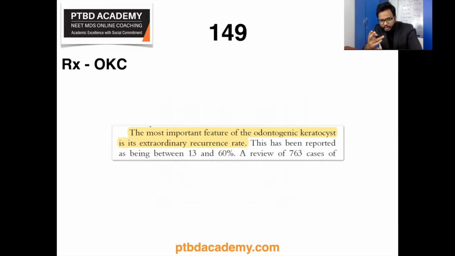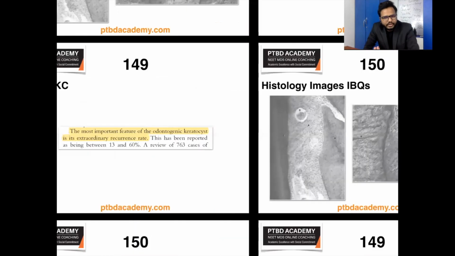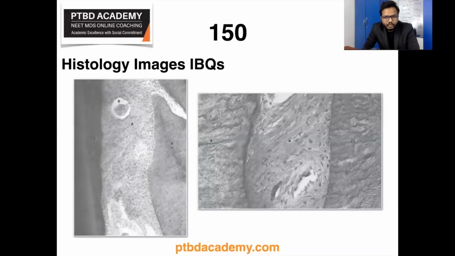The most important feature of OKC is its extraordinary recurrence rate. This has been reported as being between 13 to 60% depending upon the studies or sample size and various other factors. Now let's move on to the final topic of this video, histologic image related to periodontium.